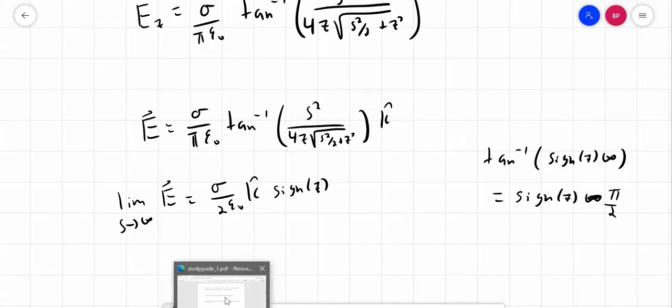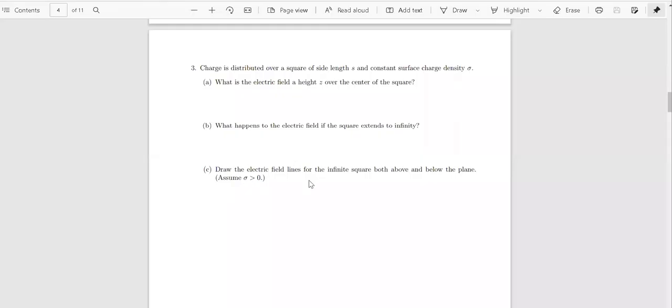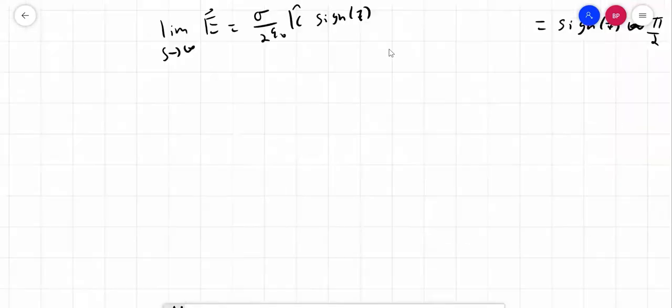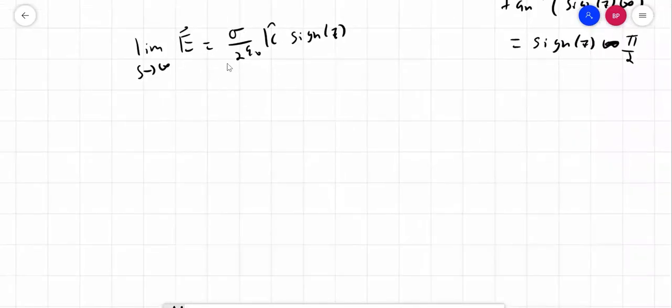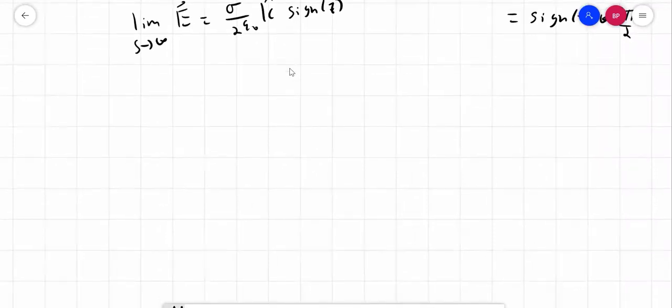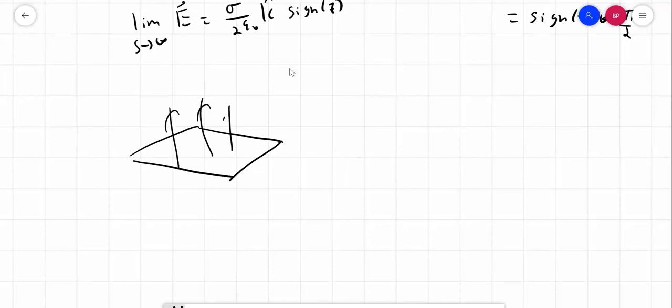All right, so finally, the last part of this says, draw the electric field lines for the infinite square both above and below the plane. Okay, so the electric field is this times the sign of z. So if the plane extends to infinity, but I'll just draw a finite one because I can't draw an infinite one. If you're at positive z, the electric field points up. If you're at negative z, it points down.